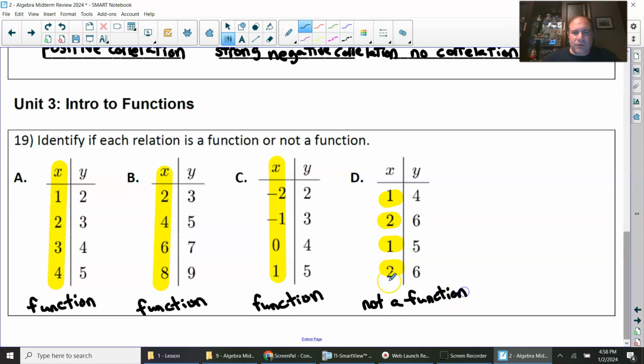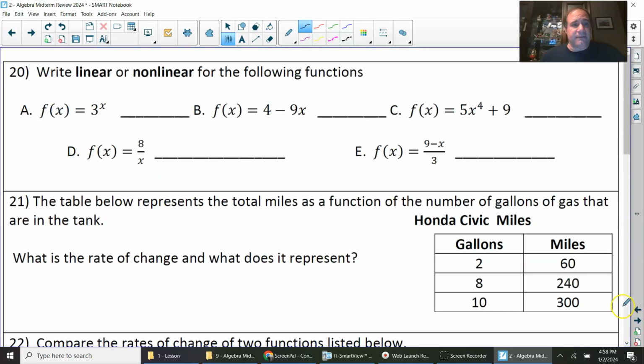Remember, the 2 going to 6 and the 2 going to 6, this is okay, because it goes to the same y. But the 1 going to 4 and the 1 going to 5, that's not good. And that's what makes it not a function.